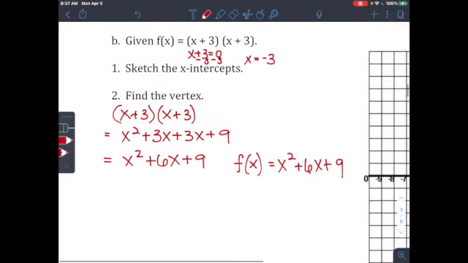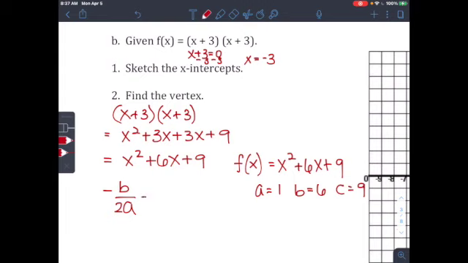Now we can do -b/2a to find the first part of my vertex. You should know a is equal to 1, b is equal to 6, and c is equal to 9. On top of that, you can also get the y-intercept. So that's going to be -b, which is 6, over 2 times 1. When you finish, -6/2 is -3.